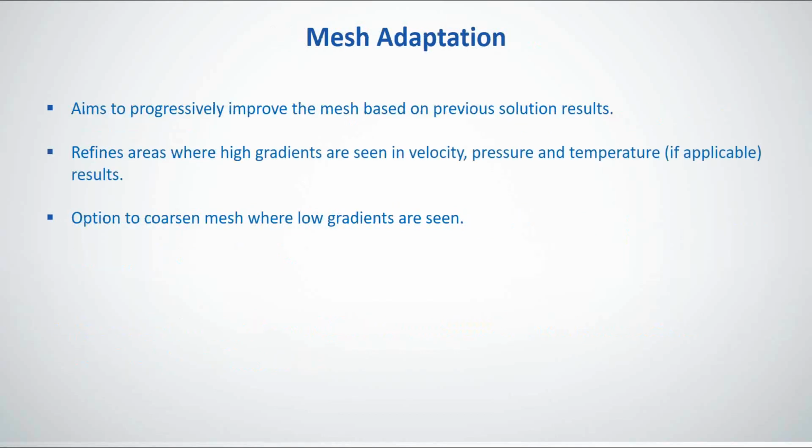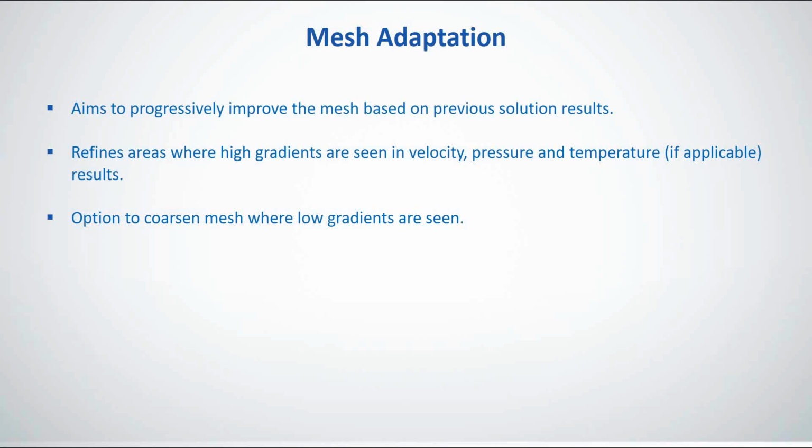So mesh adaptation is an iterative process. It runs the initial scenario to convergence, and then it progressively improves the mesh based on the previous scenario. Where there are really high flow gradients in the velocity, the pressure, the temperature, it'll refine the mesh, because we need tighter refinement to accurately define the characteristics of the flow.